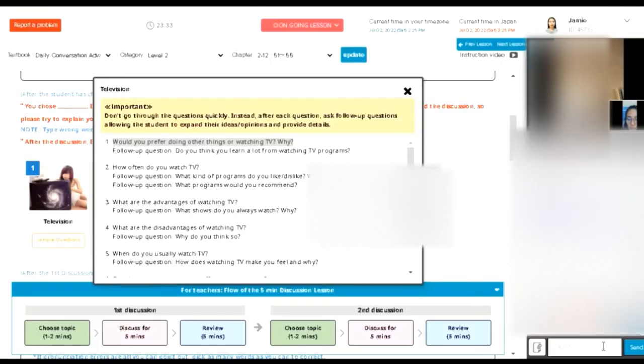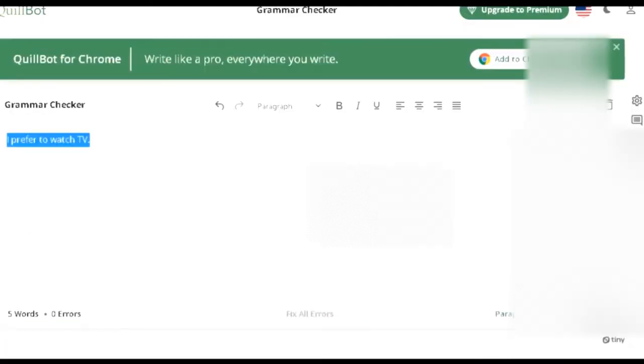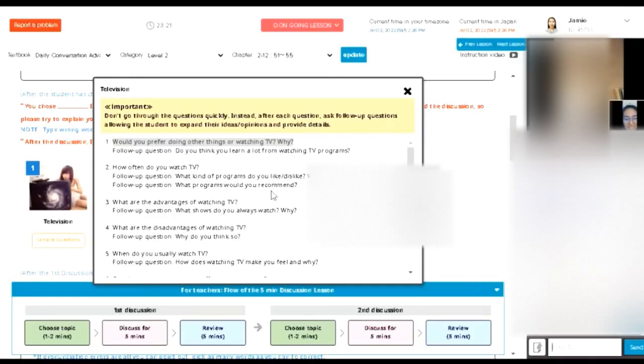Okay, let's have another question. How often do you watch TV? Almost every day. Wow, almost every day. Okay, so what kind of programs do you like? Cartoons. Cartoons. Okay. Do you have more or just cartoons? Just cartoons. Oh, okay. Okay, let's have another question. Okay, I'll type it into the chat box.